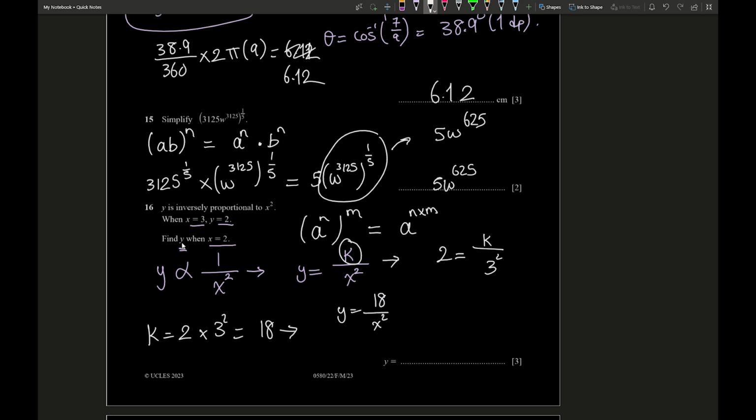Now, we're asked to find the value of y when x is equal to 2. Just put x to be equal to 2 in this equation, and you should get that 18 divided by 2 squared, which is 4, would be equal to 9 over 2, or 4.5.